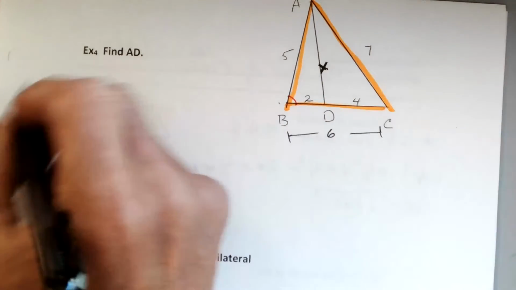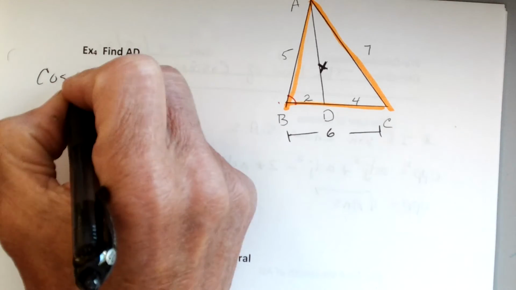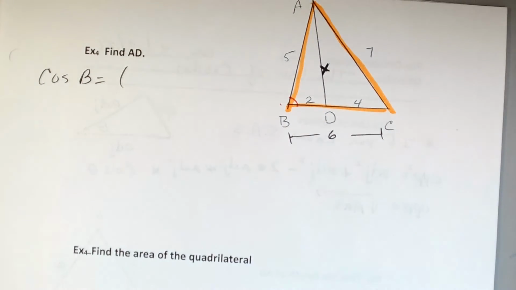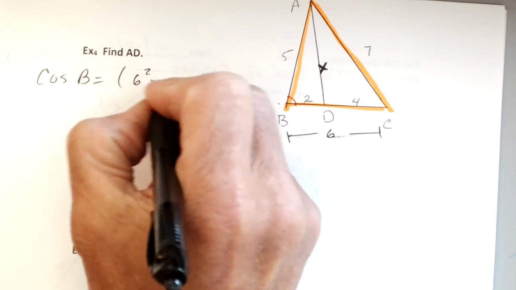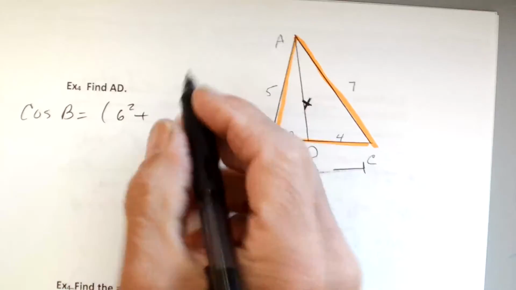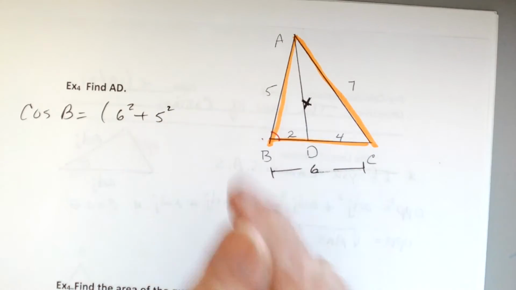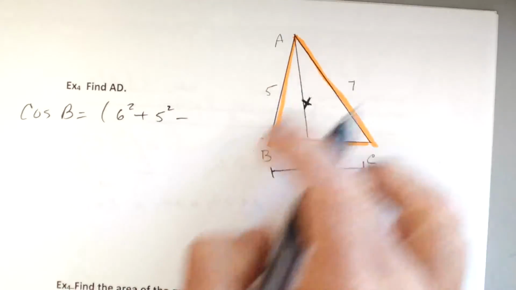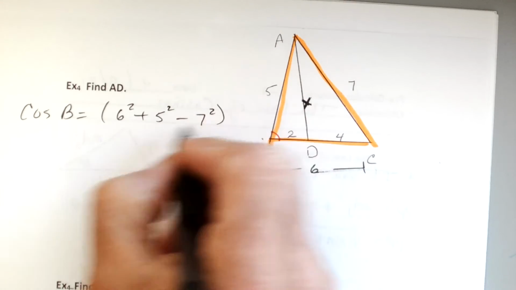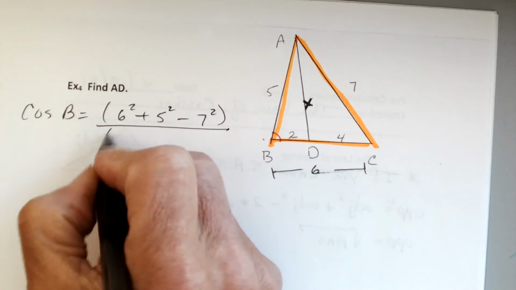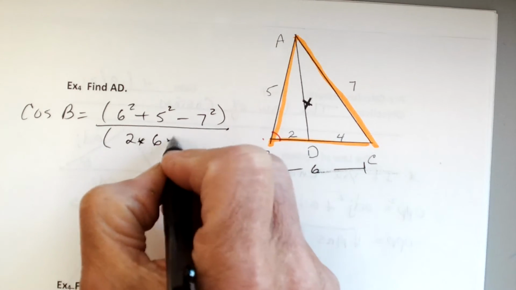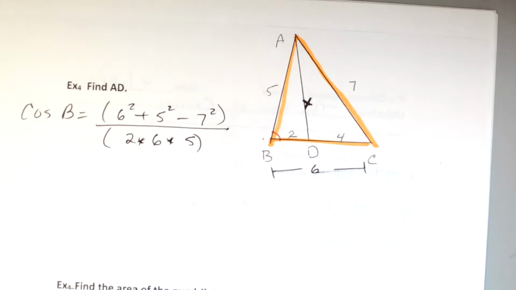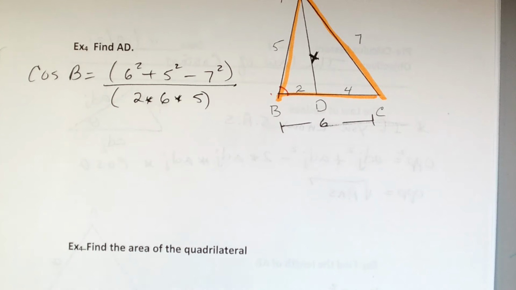Okay, so I'm going to go cosine of B is equal to adjacent, well, that would be 6 squared plus the other adjacent, that's 5 squared, minus the opposite squared, because that'd be the opposite, divided by 2 times my adjacent times my other adjacent. Okay, so I want to find angle B first before I can get the value of AD, okay?